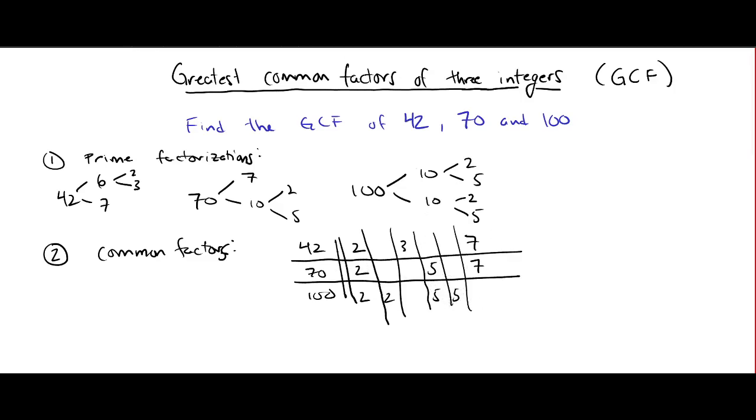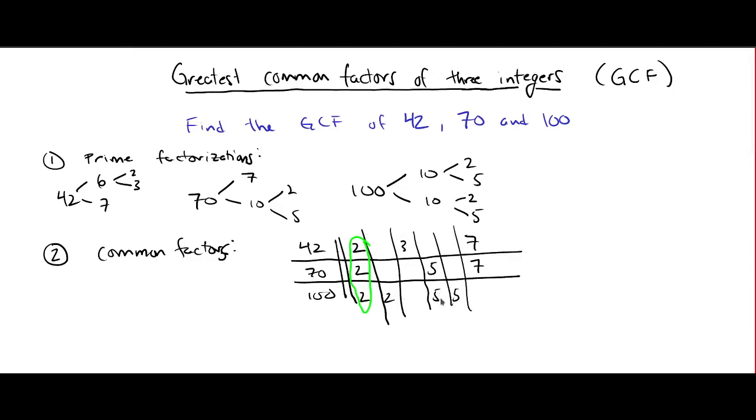We're looking for common factors. So we go through the table. We see that we've got a column full of 2's, but only one. There's another column with a 2 in it, but it doesn't have a partner over here. All right, so this isn't a common factor. 3 doesn't have any partners in the lower row, so 3 isn't a common factor.